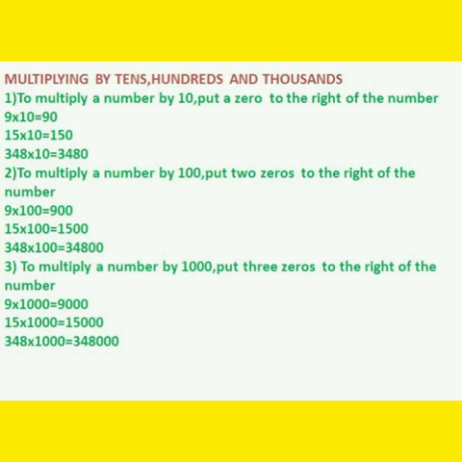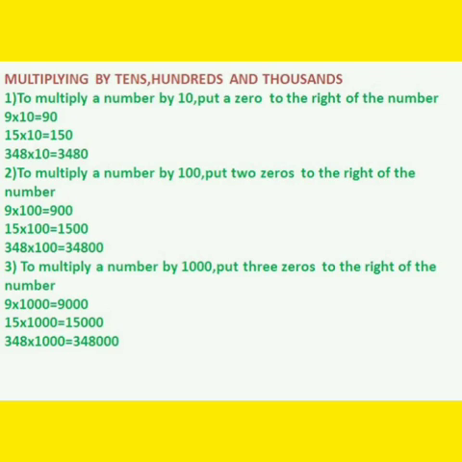Next, multiplying by tens, hundreds and thousands. To multiply a number by 10, put a 0 to the right of the number. For example, 9 into 10 gives 90. 15 into 10 equal to 150. 348 into 10 equal to 3480.